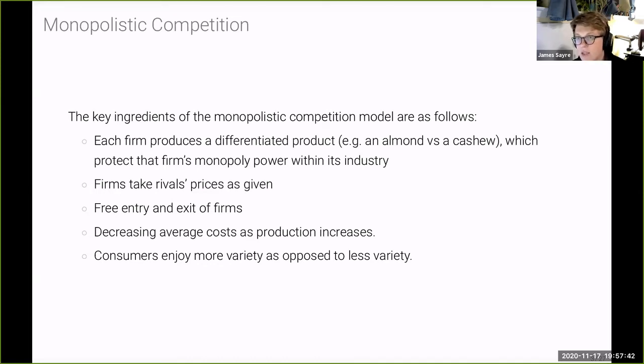And the final one is just going to be a statement about the utility of consumers and their preferences. And that's going to be that consumers are going to enjoy more variety as opposed to less variety. And so if consumers can choose between almonds and cashews versus almonds, cashews, and peanuts, they'll prefer almonds, cashews, and peanuts because they're now consuming a wider variety of goods than they did before.